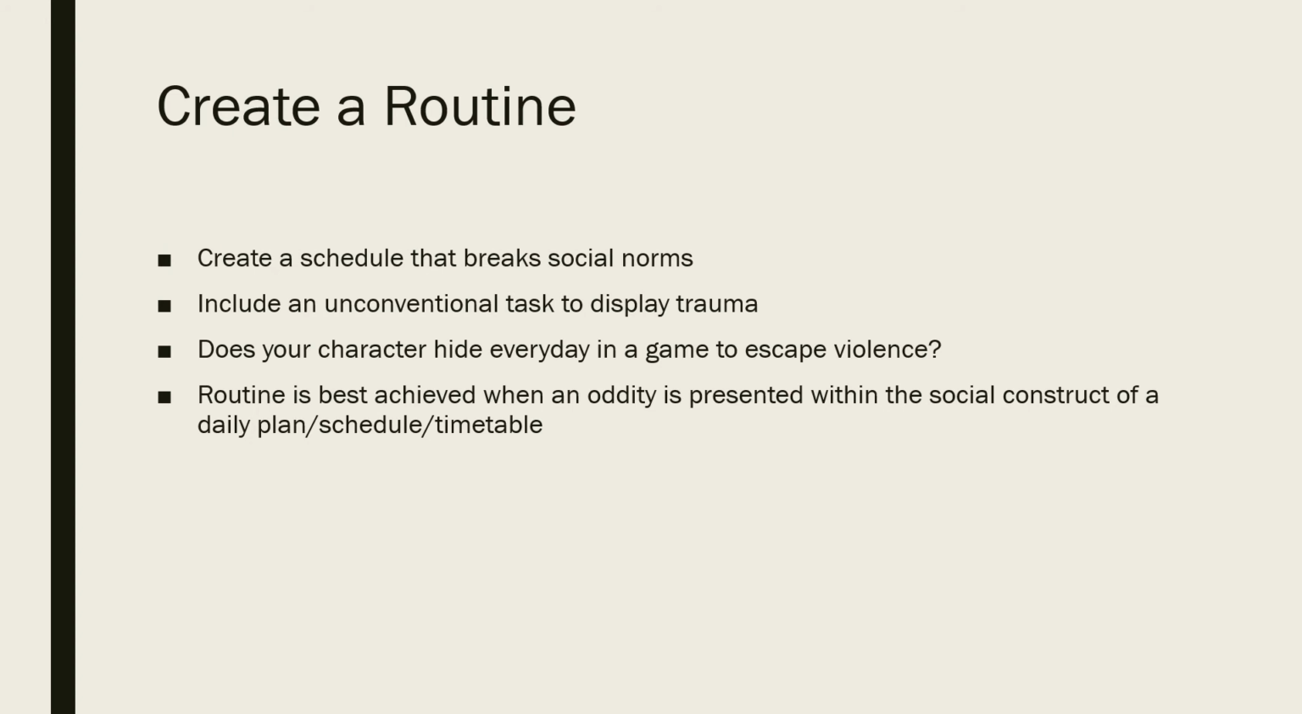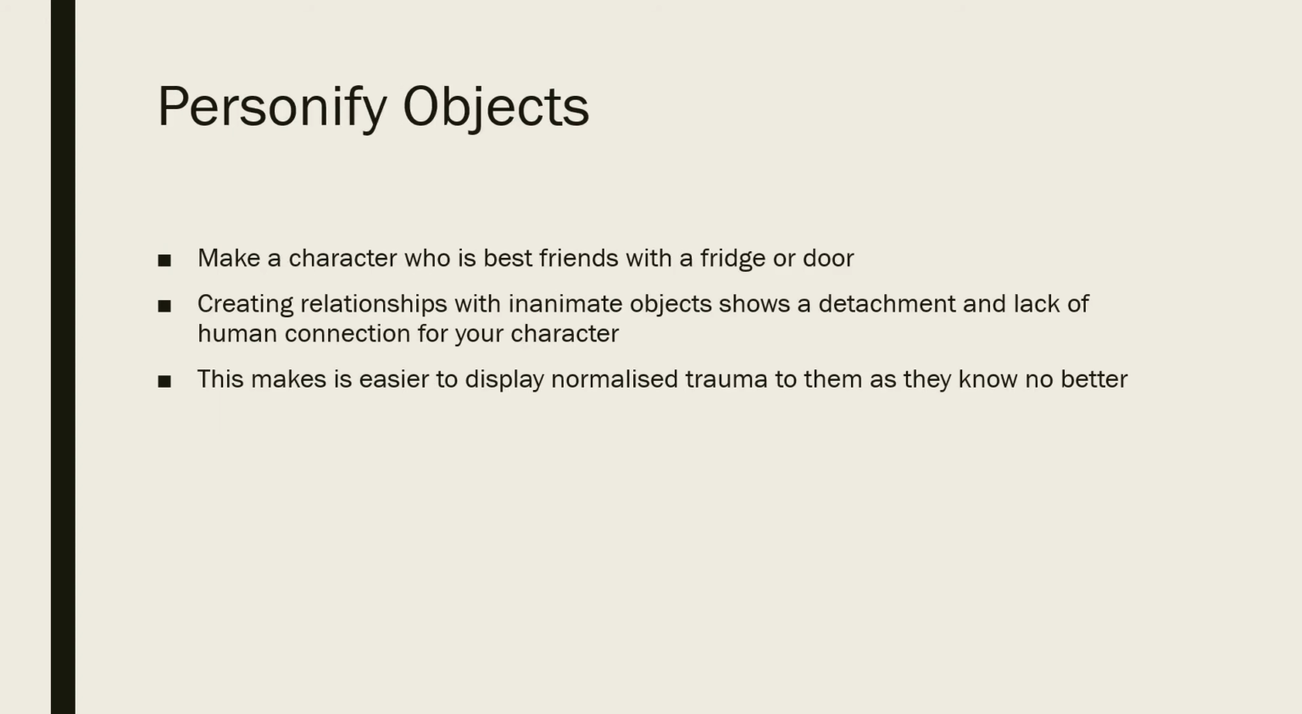Another way in which you could normalize trauma within your piece is to personify objects just as Donoghue does in Room. Like Jack, your character could be best friends or find an acquaintance in the furniture or objects surrounding them. By creating a relationship between your character and inanimate objects which have been personified, a detachment and lack of human connection is created within your character. The inability to speak to real people or lack of real people to talk to will become evident through these relationships and showcase to readers the trauma of a situation which is now normalized within your character's eyes.